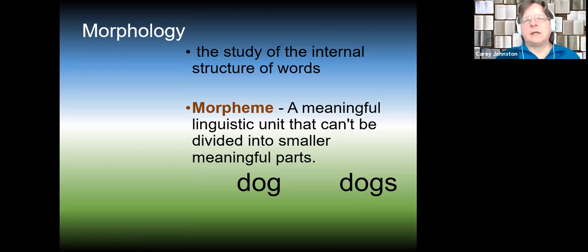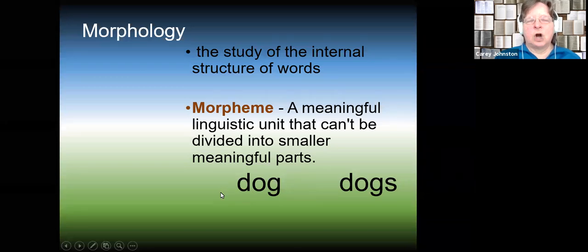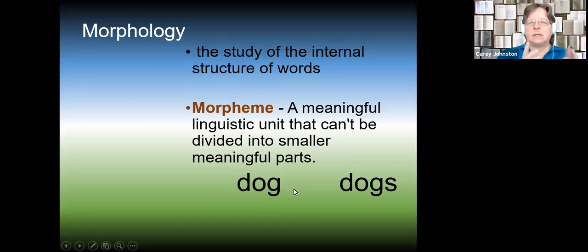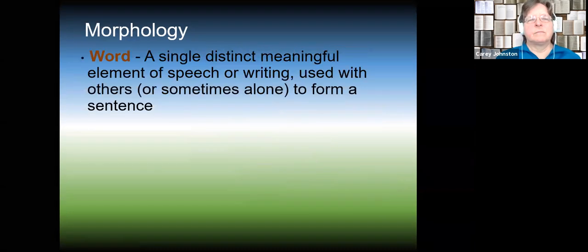Morphology is the study of the internal structure of words. A morpheme is a meaningful linguistic unit that can't be divided into smaller meaningful parts. For instance, dog is a morpheme. It's a meaningful linguistic unit. And then the S on dogs is a meaningful linguistic unit because it indicates plural in the English language. So it's a morpheme in English.